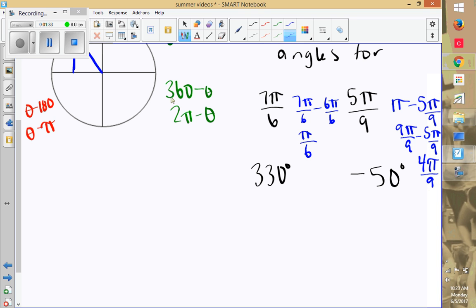So I'm going to use these 2 rules right here. 360 would be a full circle, but I only have 330 degrees. So I'm going to take 360 minus 330 and get a reference angle of 30 degrees.